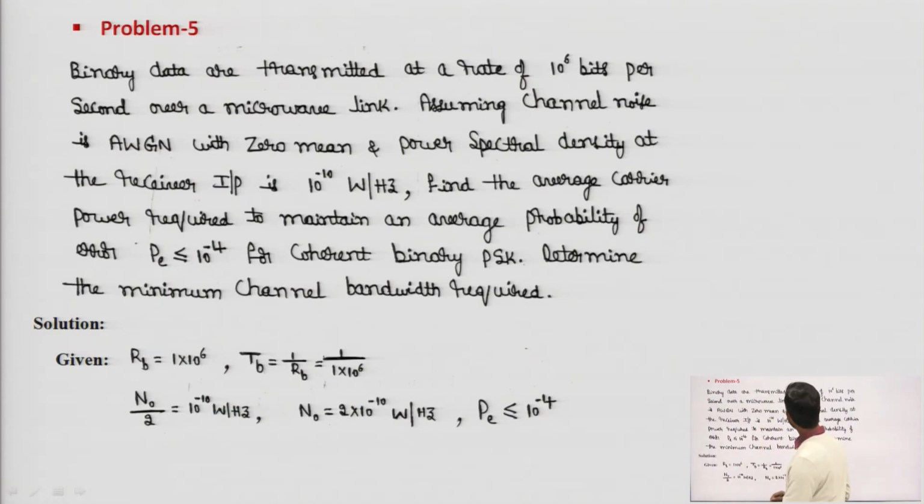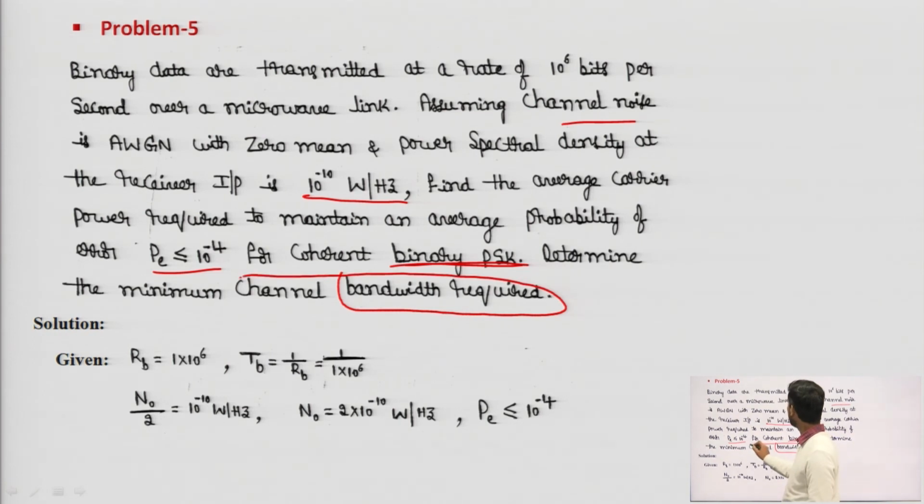Similarly, problem number 5: binary data are transmitted at a rate of 10 to the 6 bits per second over a microwave link. Assuming channel noise is AWGN with 0 mean and power spectral density at the receiver input of 10 to the minus 10 watts per hertz, find the average carrier power required to maintain an average probability of error. Same type of question, for coherent binary PSK. Determine the minimum channel bandwidth required. Now the question is how much channel bandwidth is required to achieve this error.